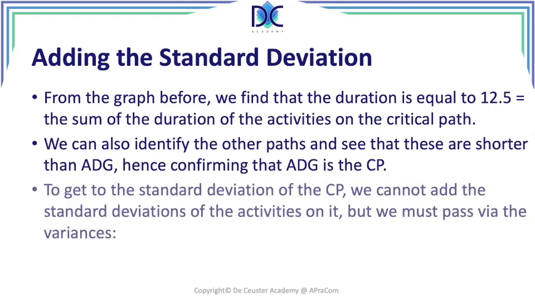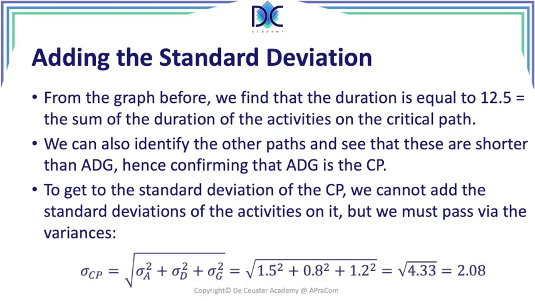Now we have to find the standard deviation of the critical path, and we have to look at the standard deviations of the activities, but we cannot add standard deviations. We know from statistics that we can only add variances. So the standard deviation of the critical path is equal to the square root of the variance of the critical path, and the variance of the critical path is obtained by adding the variances of the activities on the critical path.